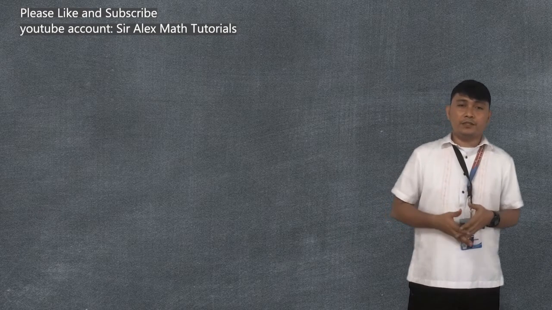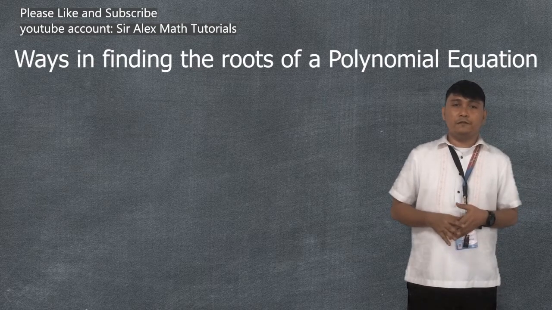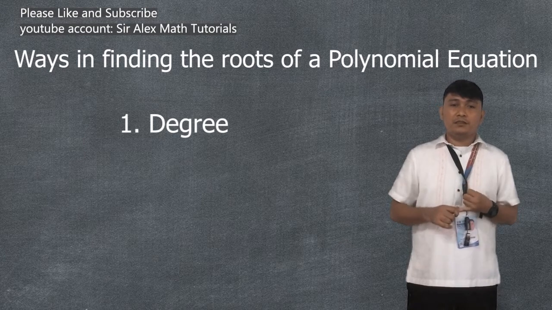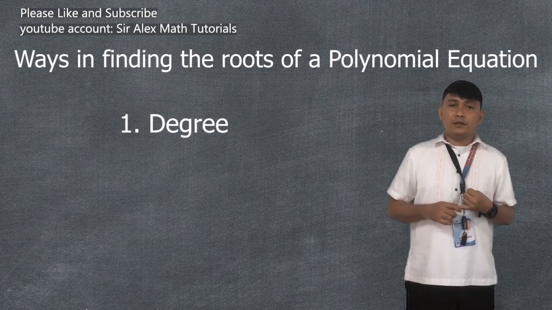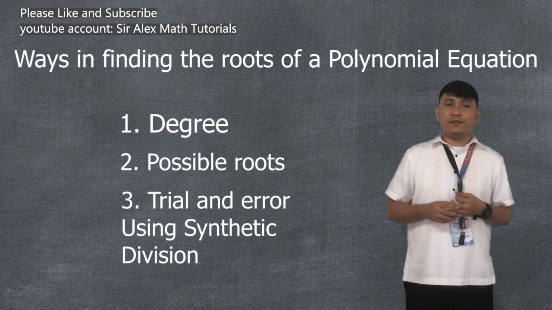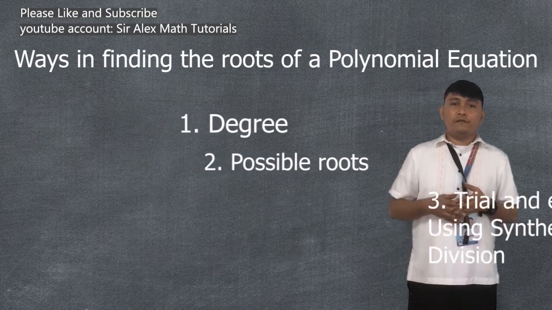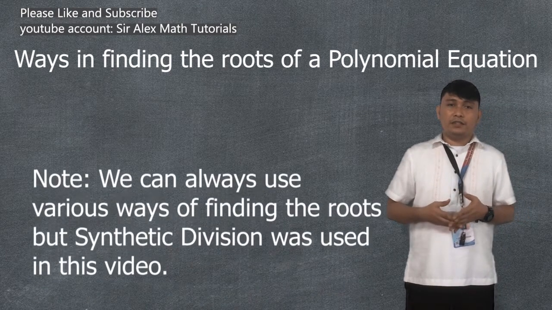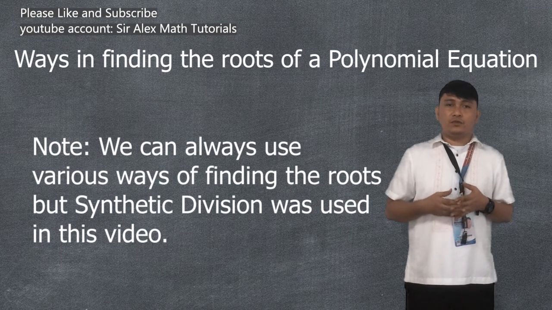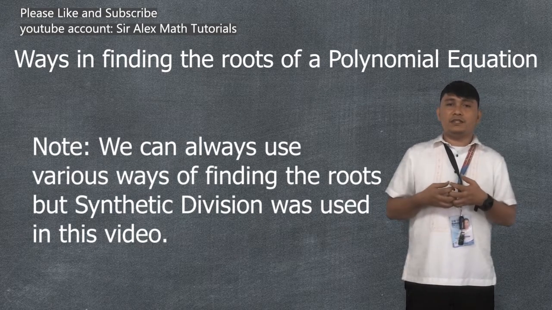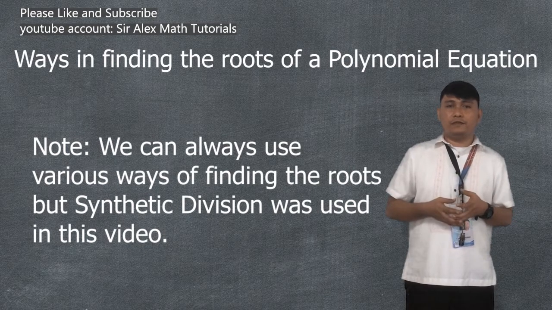Let us now proceed to finding the roots of a polynomial equation. There are three ways of finding the roots of a polynomial equation. One of which is its degree, the second one is the possible roots, and the third one is trial and error using synthetic division. I would like to emphasize that in trial and error, we can always use a lot of varieties to find its roots. For this time, I will be using synthetic division because it is a lot easier for us to find the roots of a polynomial equation.